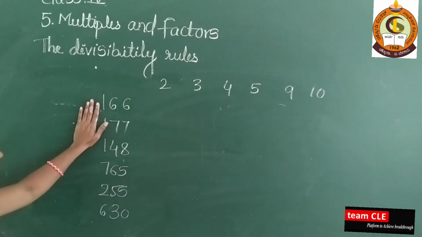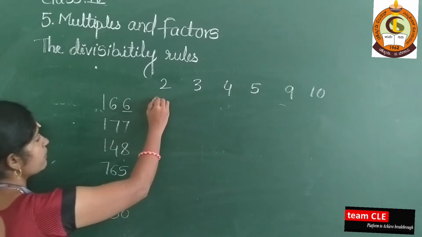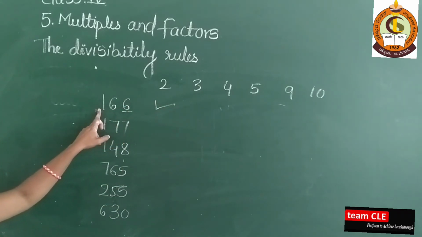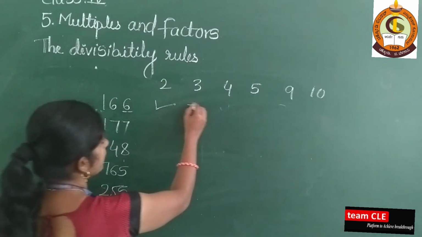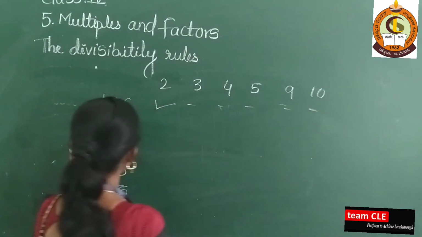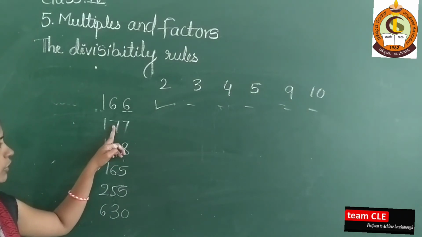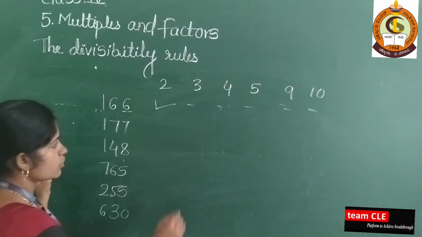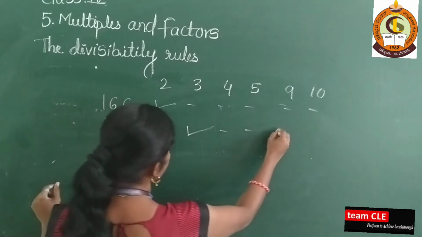So tell me, 166 is there. In 1's place 6 is there, which means that number is divisible by 6. 6 plus 6 is 12. 12 plus 1 is 13, which means that number is not divisible by 3. So put a dash mark here. Next 177 is there. Add this: 7 plus 7 is 14, 14 plus 1 is 15. 15 is there in the 3 times table, so it is a multiple of 3. Okay. So here you put a dash mark.